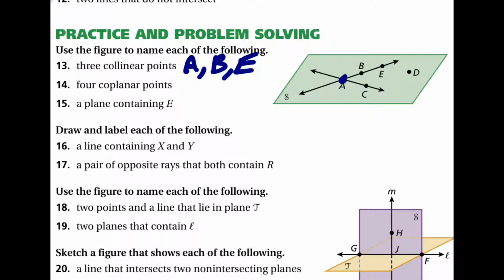Number 15, a plane containing E. We have a couple of options. We could call this plane S. We can use that symbol like this and put an S. Or we can name 3 points that are on the plane that are not all on the same line. So we could not say plane ABE, but I could say plane BEC. Those are 2 different names for that plane.